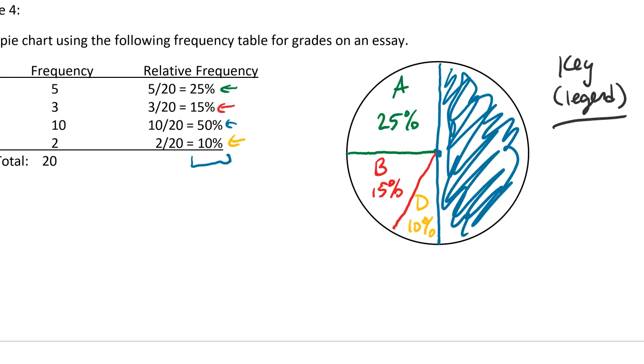So for each of these, I'm just going to put the color and then say what it represents. So green is A, red is B, blue is C, and yellow is D. All right. That lets us not have to label it in the pie chart itself, just labeled off to the side.